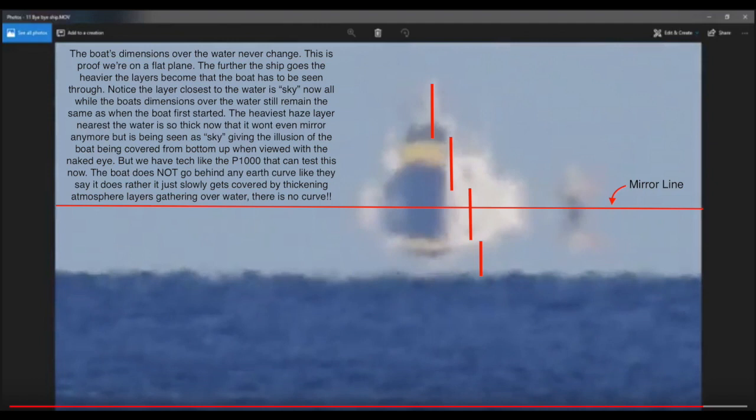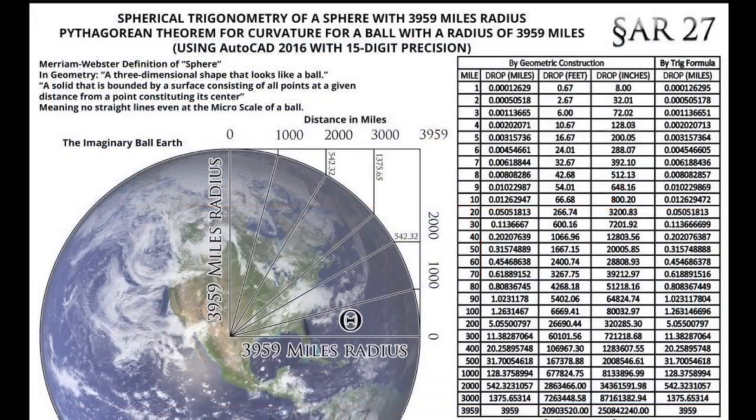And with equipment like the P1000, we can now test this thoroughly. The battle for long-distance viewing is not Earth curve, it's atmosphere. Now, the ocean can also throw other curveballs like tide and ocean swell, which is why we chose to use a lake.